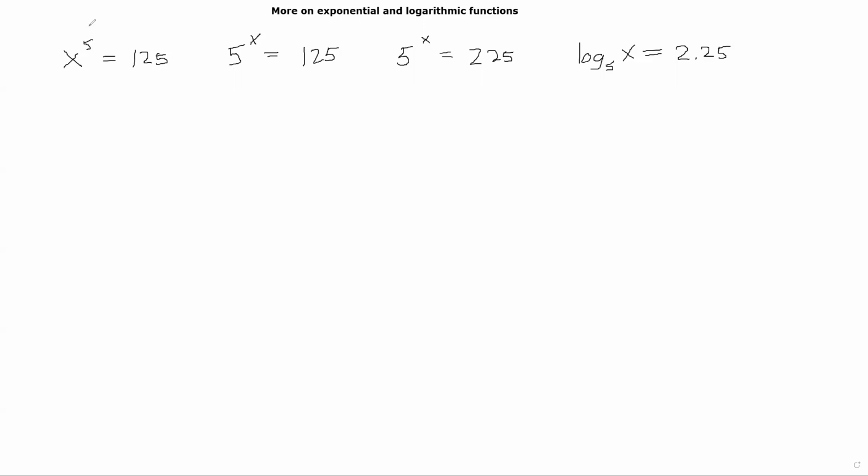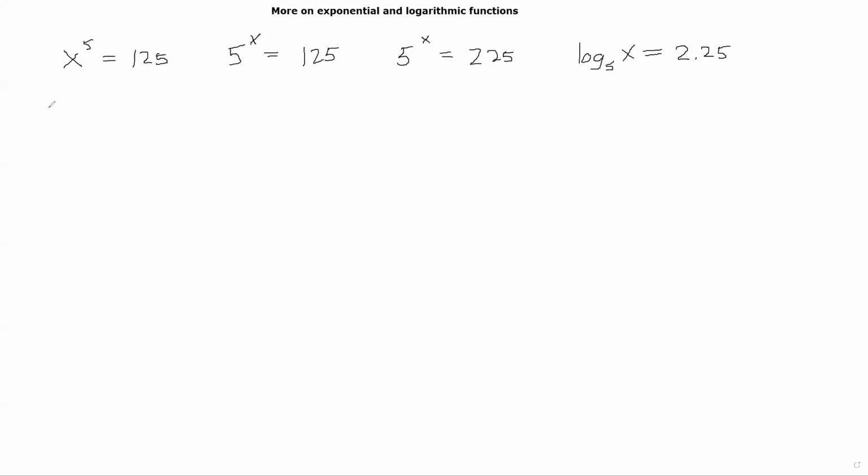The first, we have x to the 5th equals 125. That is not an exponential function. That is a polynomial function. Polynomial functions, we don't solve using logarithms because the inverse to a polynomial is a root.